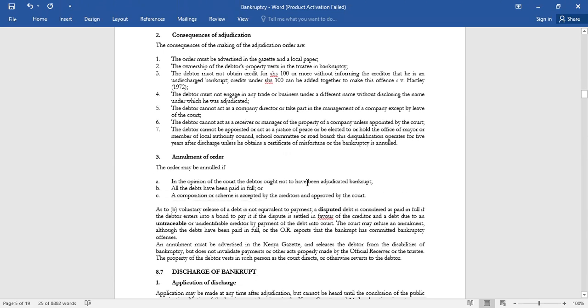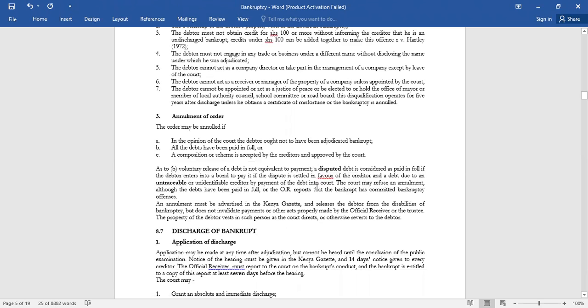So, annulment of order. In what situations will the order be annulled? In the opinion of the court, if the debtor ought not to have been adjudicated bankrupt, if the court realizes that you are not supposed to be declared bankrupt, they'll go ahead and annul the order. They will revoke it, showing that you are not bankrupt. Or if all the debts have been paid in full, or a composition or scheme is accepted by the creditors. It must be accepted by the creditors first, because these are the people whom you owe. And again, be approved by the court.